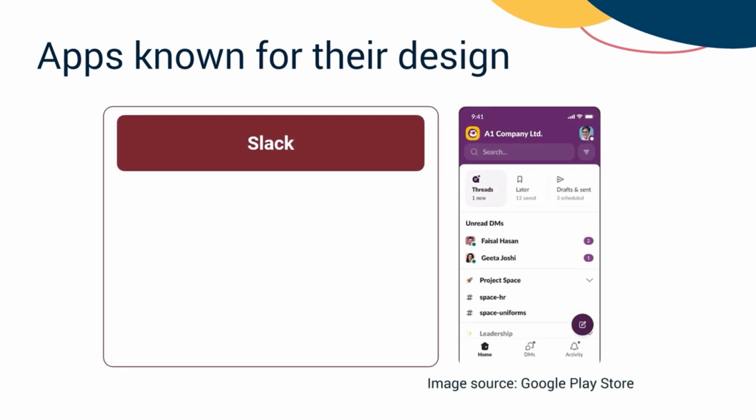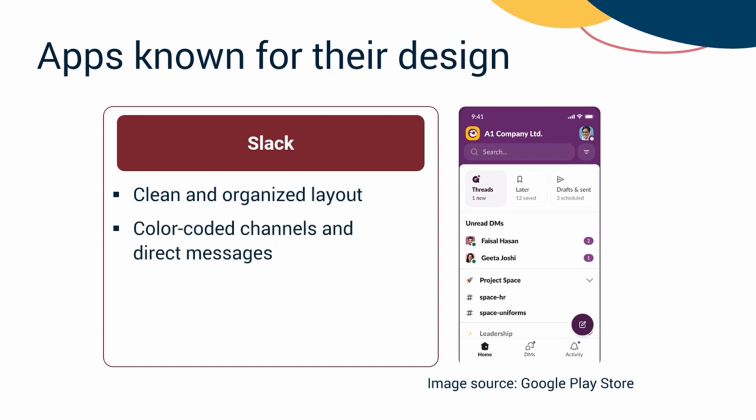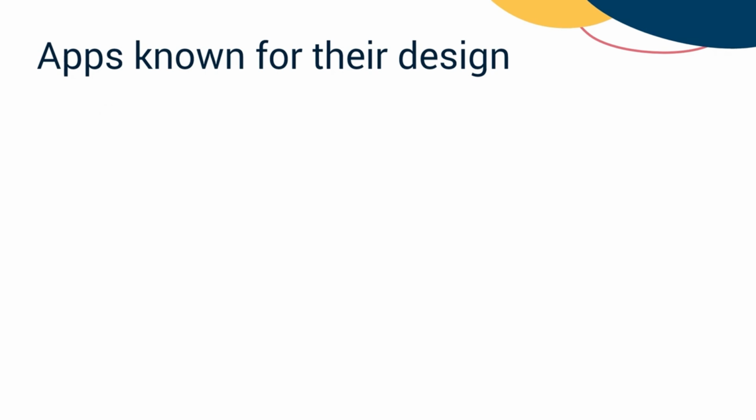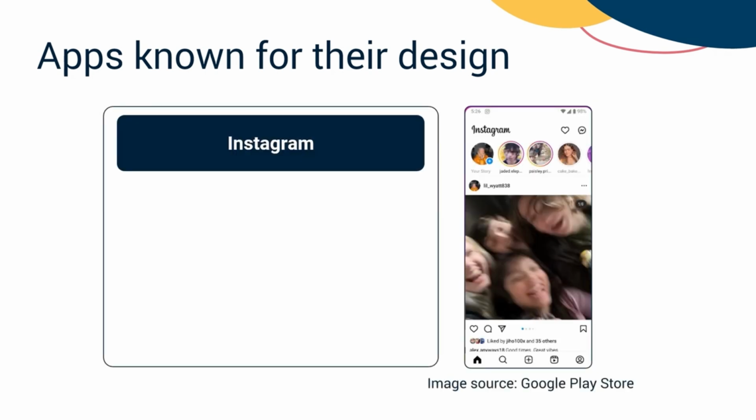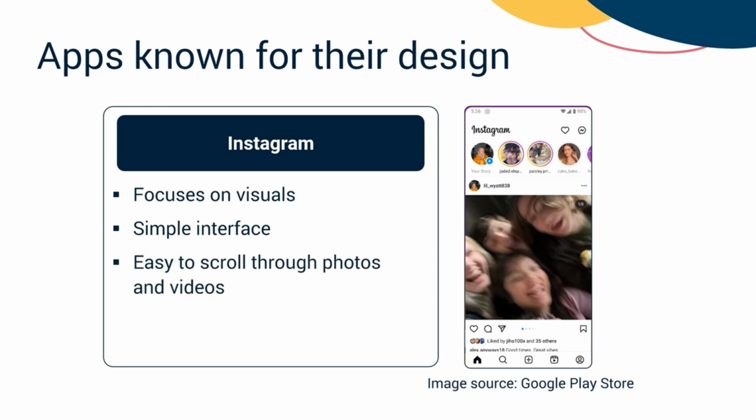Slack, a cloud-based team communication platform, has a clean, organized layout that facilitates communication. Color-coded channels and direct messages enhance usability, making it easy to navigate. Instagram, a photo and video sharing social networking service owned by Meta Platforms, focuses on visuals. Its simple interface allows users to scroll through photos and videos easily, and the use of icons and colors is consistent and intuitive.